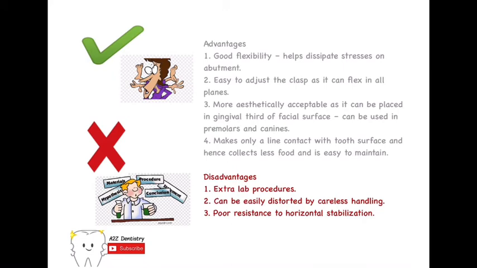So the disadvantage is that there are extra lab procedures, right? Therefore cost factor. Then secondly, it can be easily distorted by careless handling, because see, it is flexible, so if we handle it carelessly, it will tend to distort. Now the third is poor resistance to horizontal stabilization. See, whenever we are talking about this clasp assembly, especially the retentive arm, it is made to minimize all the vertical stresses. These are not designed to withstand the lateral or the horizontal stresses. For withstanding that, we have our reciprocal arm. Okay, so basically this clasp offers a poor resistance to horizontal stabilization, right?